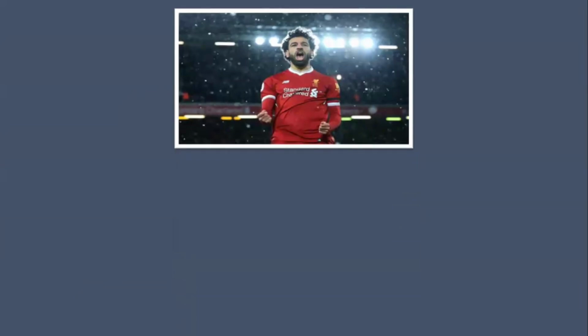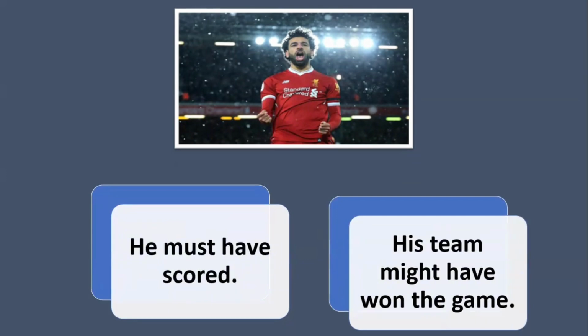Now this famous player, Mohamed Salah, we can have two sentences about this picture. He must have scored. لابد أنه سجل. Okay, because usually he would celebrate in this way. He must have scored, must have past participle.